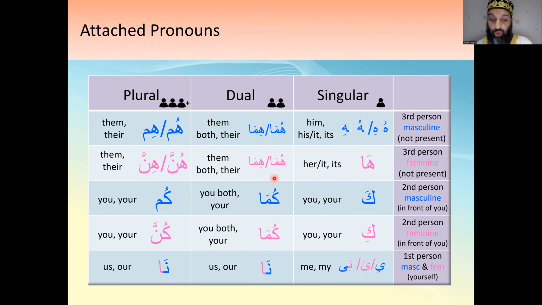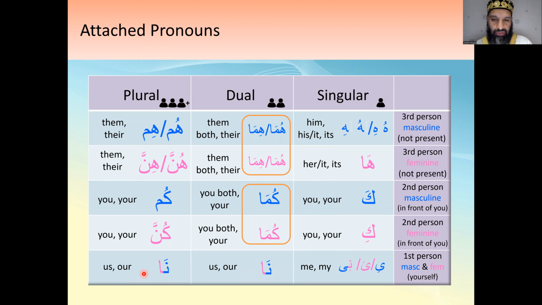Anyway, so this was the table, a super important table. I just showed that these two are the same. Kuma there is the same. You can learn this table as well. Hu, huma, hum, ha, huma, hunna, ka, kuma, kum, ki, kuma, kunna, i, na.